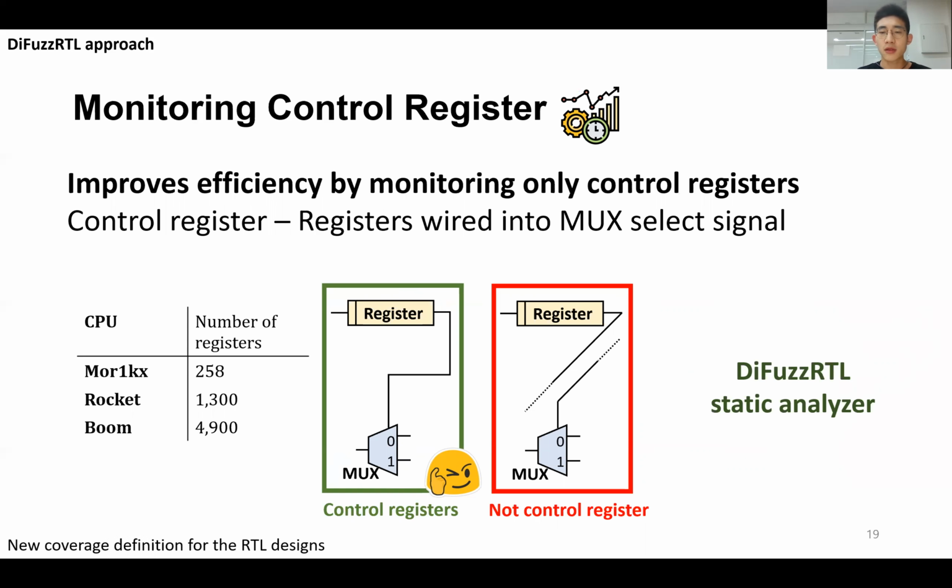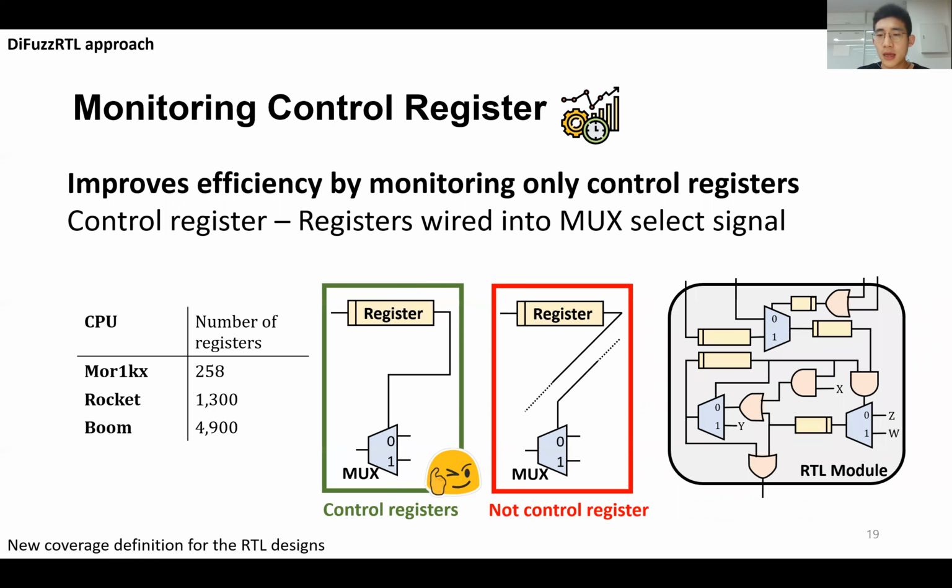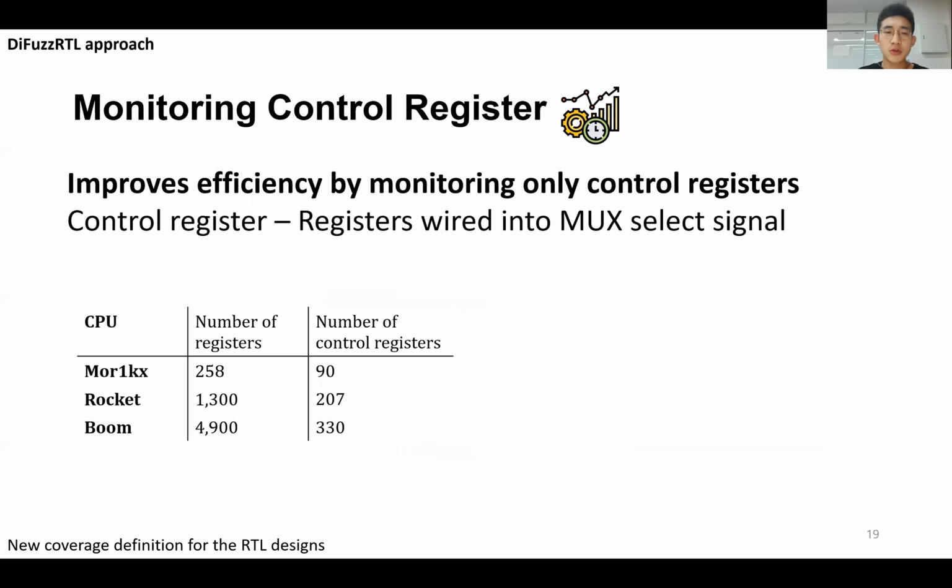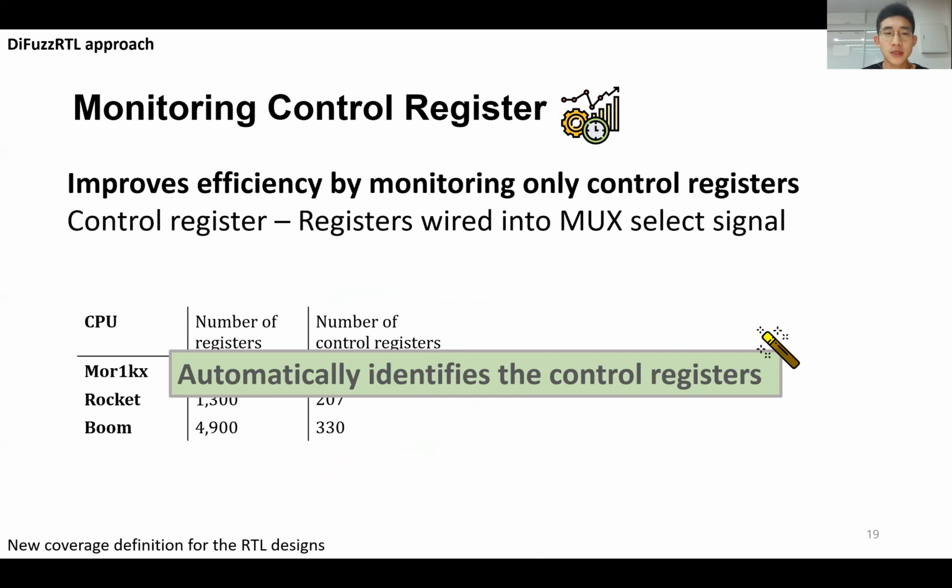Then we implemented a static analyzer which identifies all the control registers. So given a circuit like this, our static analyzer first identifies all the MUX select signals. Then it identifies all the control registers by performing backward tracing of the wires. With the help of this analyzer, we were able to reduce the number of monitored registers to at most 1 out of 10. We also want to note that our analyzer is fully automated to identify all the control registers.